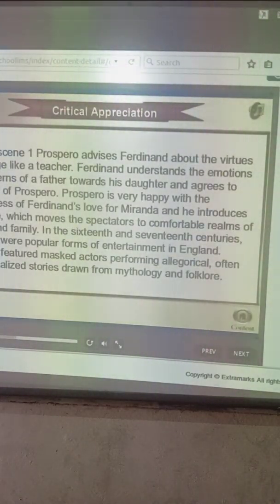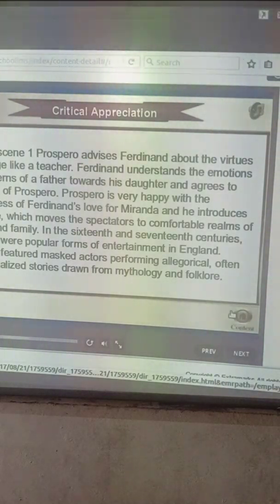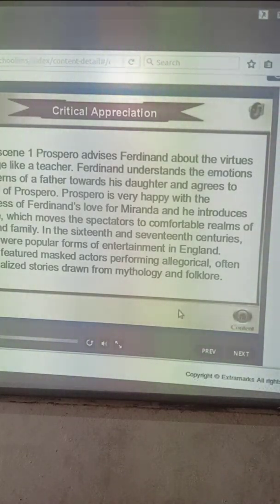Let us now critically analyze the scene. In Act 4, Scene 1, Prospero advises Ferdinand about the virtues of marriage like a teacher. Ferdinand understands the emotions and concerns of a father towards his daughter and agrees to the words of Prospero. Prospero is very happy with the genuineness of Ferdinand's love for Miranda, and he introduces a masque, which moves the spectators to comfortable realms of society and family.